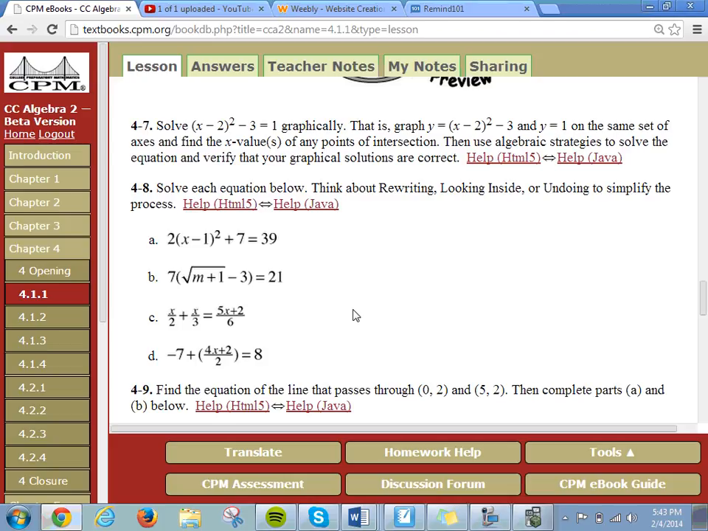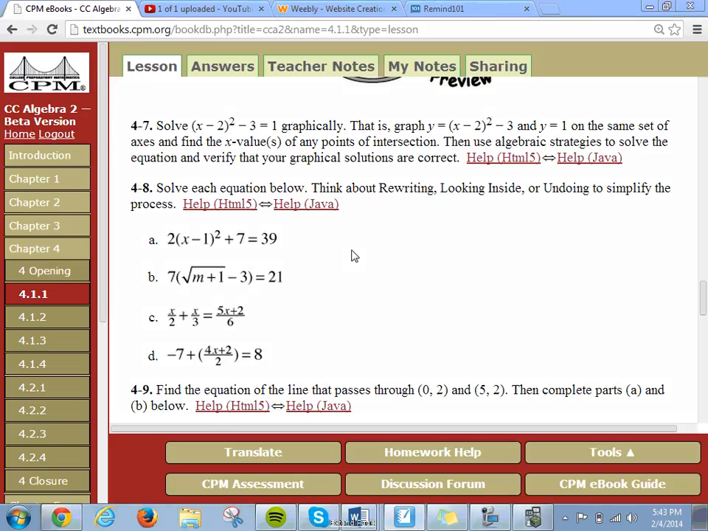After we solved it graphically, it says then use algebraic strategies to solve the equation to verify that your graphic solutions are correct. And this is what we were doing in class. 4.7 is really just like what we did in class on Monday. So we looked at it graphically, so we know our answers are 0 and 4. Let's see if we can come up with at least one way to algebraically prove that that is the case. So I'm going to rewrite my equation in this empty space.